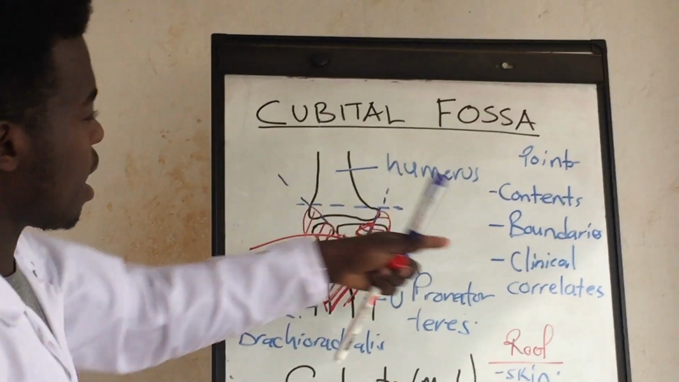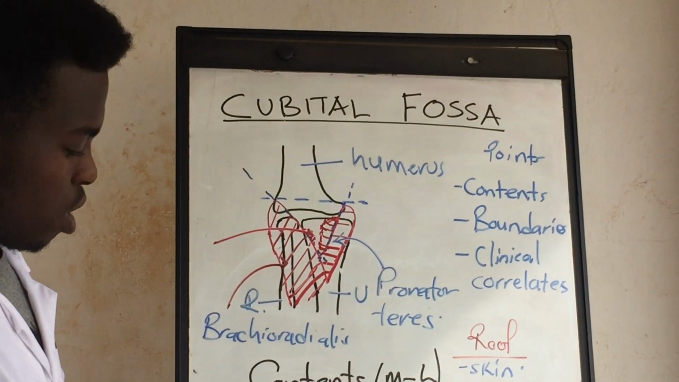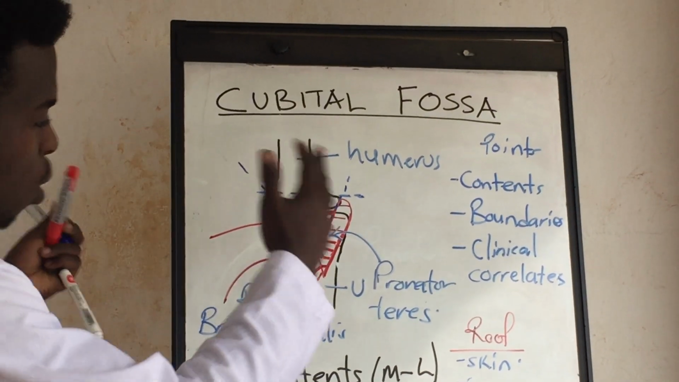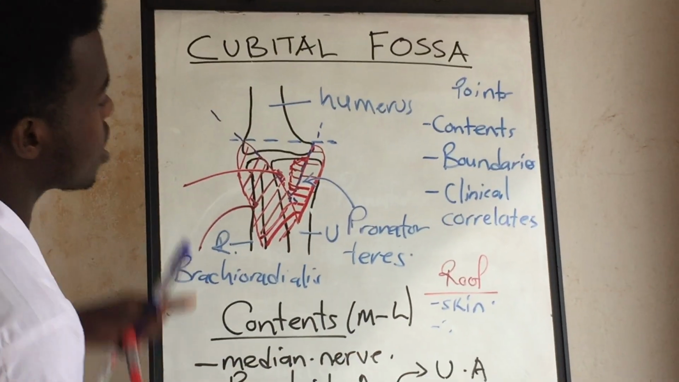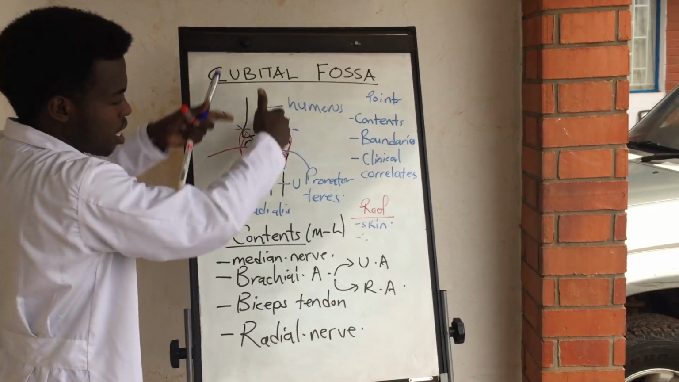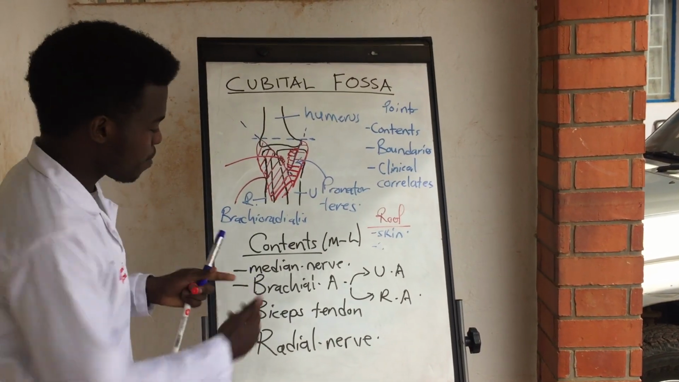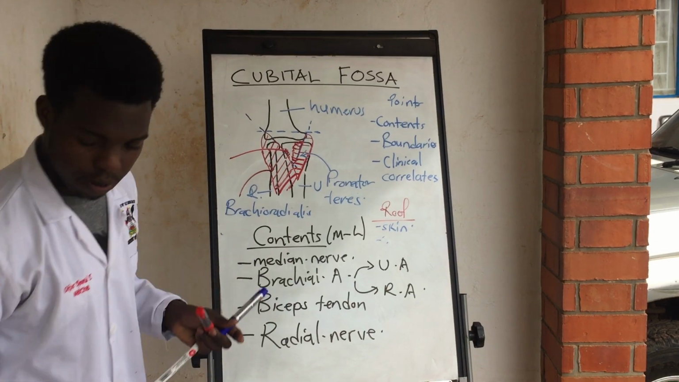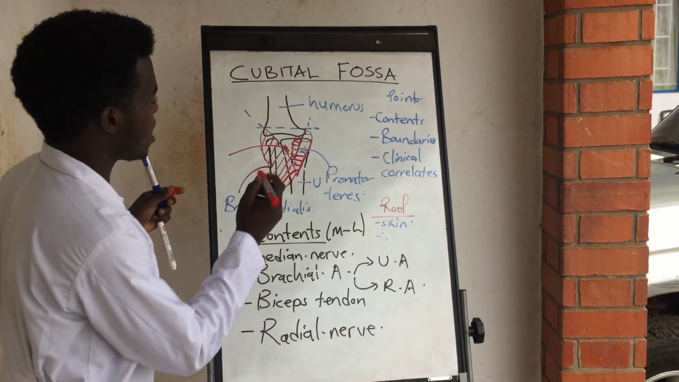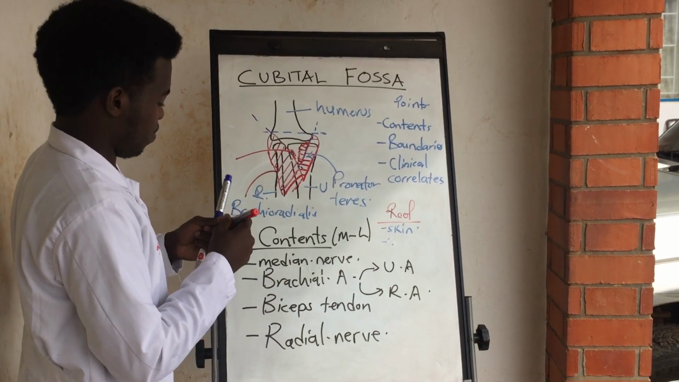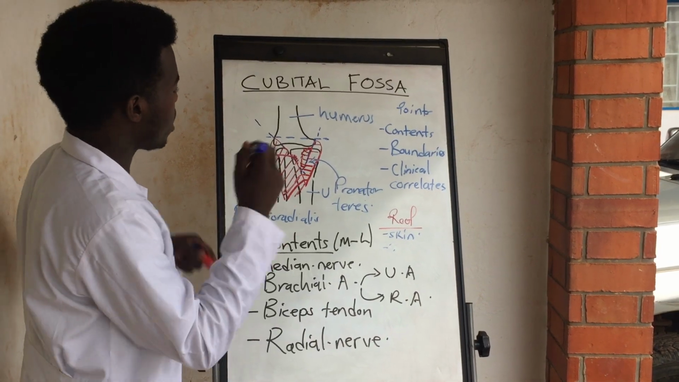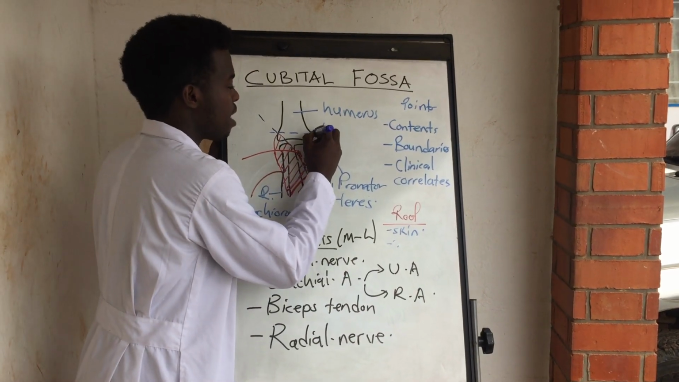So now after looking at the boundaries, we're going to look at how these contents can be easily identified in this diagram. So I said from medial we have the median nerve. So I can simply come here and illustrate the median nerve here. I'm going to use a blue marker. So here first we are going to have the median nerve.